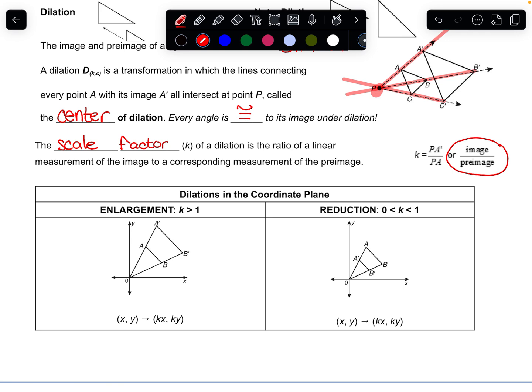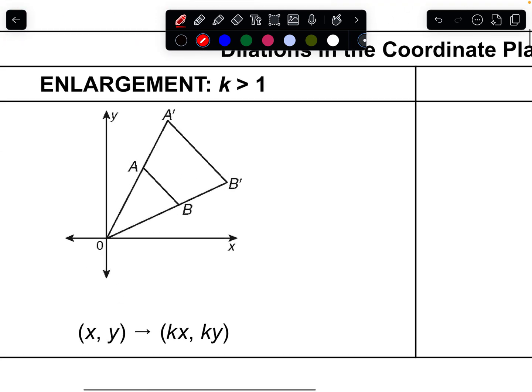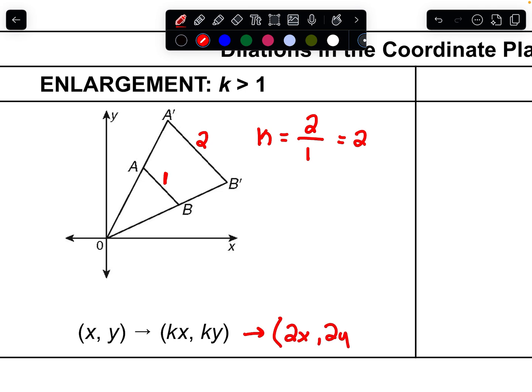Okay, so for example, in this case right here, if this length ends up being 2, and this length originally was 1, then we can do the new divided by the old, and that's going to give us that scale factor, which is going to end up being 2 in that case. So then our rule would be 2x, comma 2y.